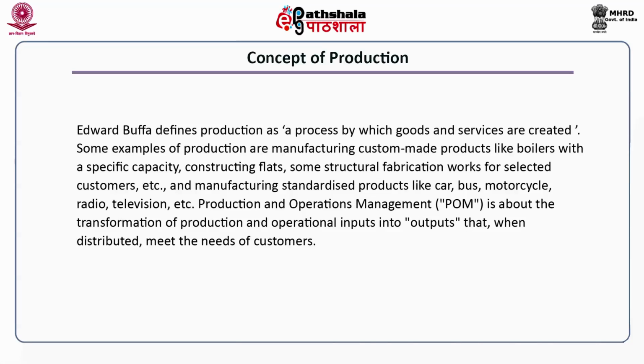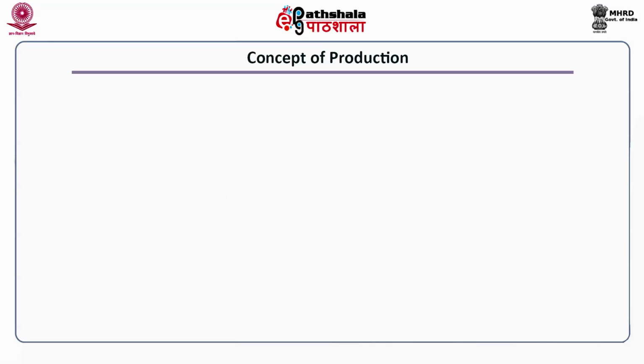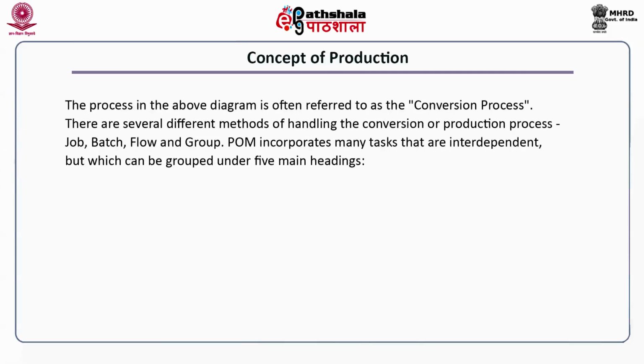POM is all about the transformation of the production and the operational inputs into the output, which is then distributed to meet the needs of the customers. The process in the above diagram is often referred to as the conversion process. There are several different methods of handling the conversion or the production process. POM incorporates many tasks that are interdependent but which can be grouped under 5 main headings.